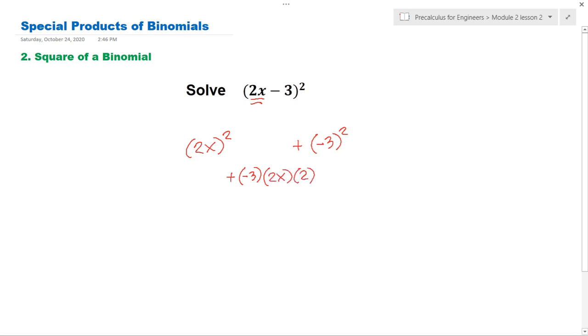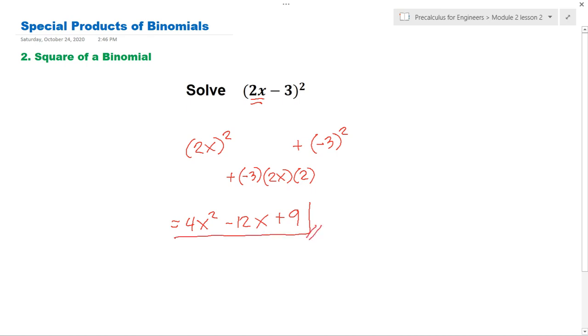Then, simplify. Simplify din natin yung first. We now have 4x squared. The middle term, negative 3 times 2x, we have negative 6x. Negative 6x times 2, we have negative 12x. How about on the last term? Square of negative 3. Of course, positive 9. Therefore, this would be our final answer.